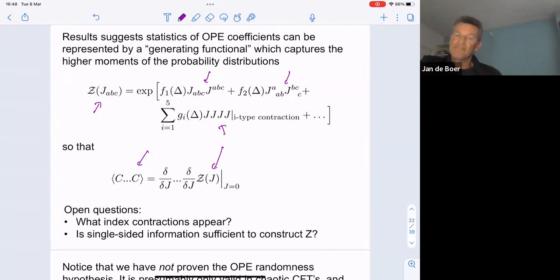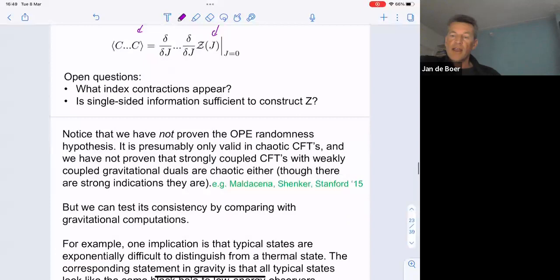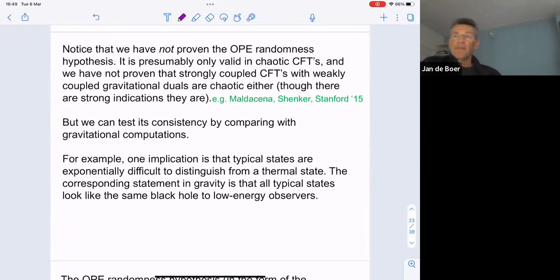So all the computations that we did confirm that this picture is a correct way to capture all the low energy physics, that you can extract about OPE coefficients. Now it's important to notice that this OPE randomness hypothesis has not been proven. And just like ETH is presumably only valid in a chaotic theory, I think this OPE randomness hypothesis will only be valid in a chaotic theory.